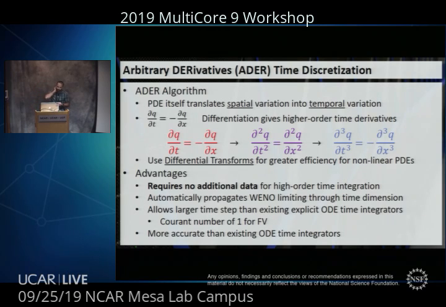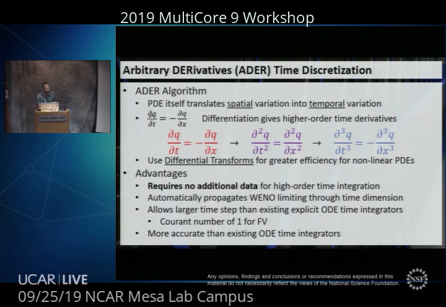And finally, we use something called arbitrary derivatives in space and time, or ADER. This is a time discretization that recognizes the PDE itself translates spatial variation into temporal. And we can also see that from the equations that we saw earlier. You have a time derivative, and it's based on a set of spatial derivatives. So you're just translating variation from space to time. That's the ultimate goal of the equations.